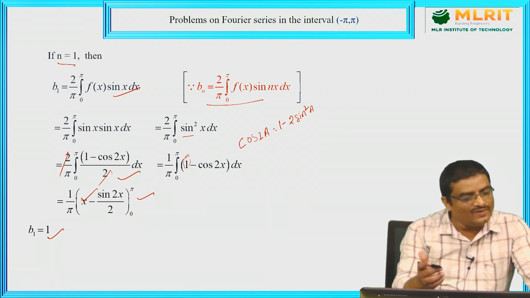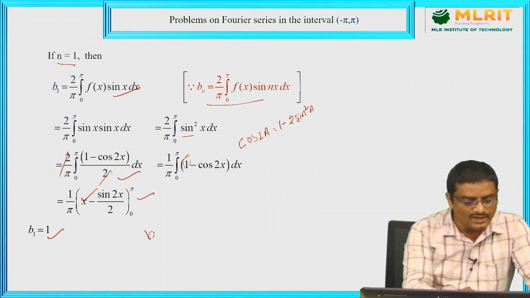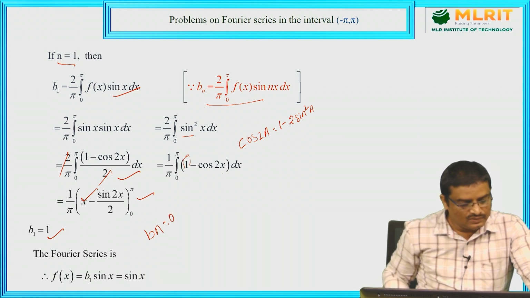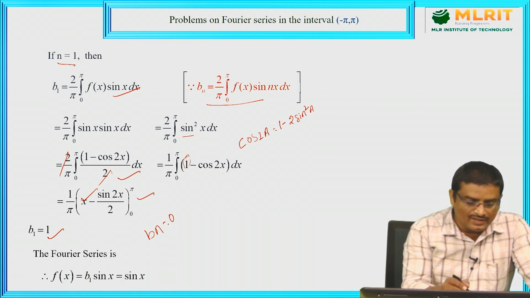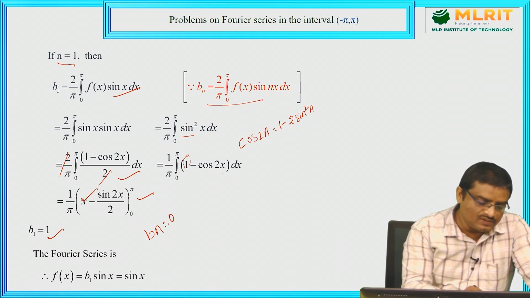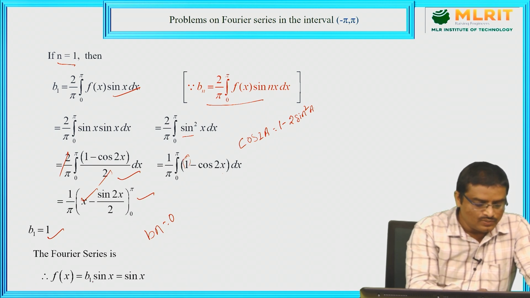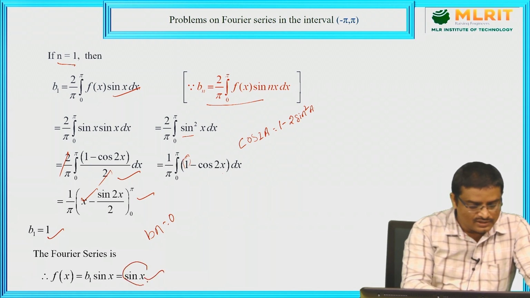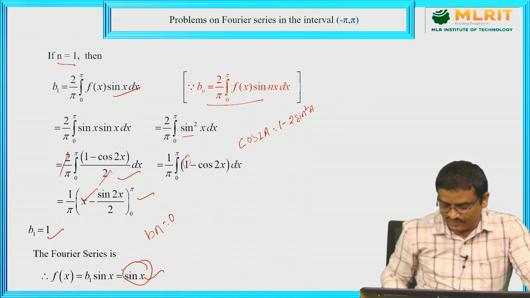For the remaining values of n, we got bn is equal to 0. So substitute that in the Fourier series. Neglect the n values which are greater than 1, as those become 0. Now we will get only b1 into sin x, that is sin x. So this is the Fourier series of our required function.